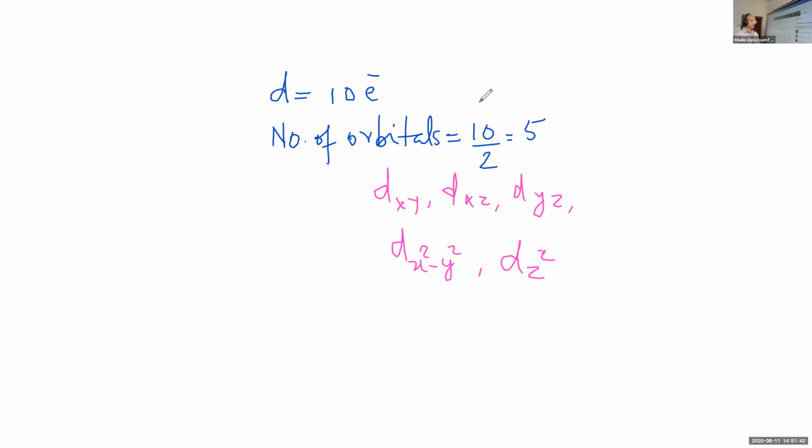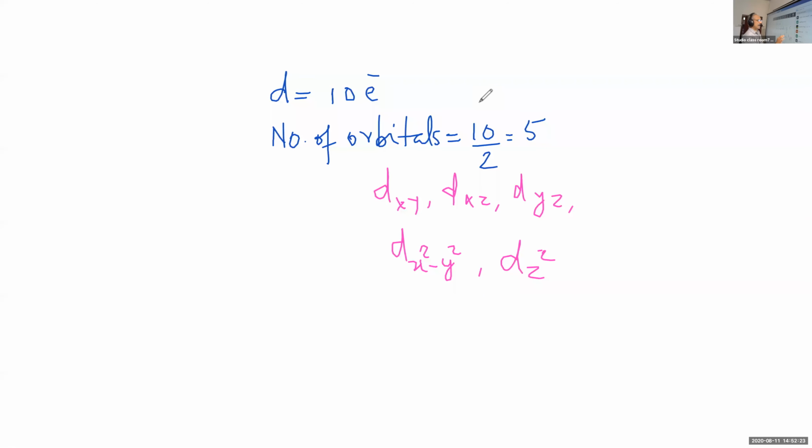I repeat, the maximum number of electrons possible in the d subshell is 10 electrons. So the number of orbitals possible in the d subshell is 5. There are 5 orbitals in the d level. And which are they? They are dxy, dxz, dyz, dx square minus y square, and dz square.